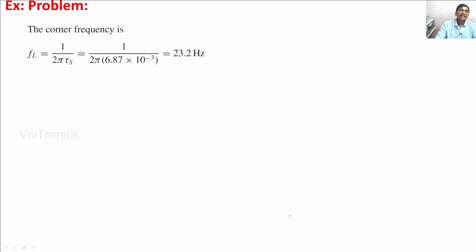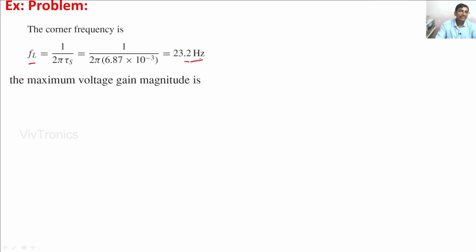Then we are going to calculate the corner frequency FL, which is equal to 1 by 2 pi tau s. Using the value of tau s we calculated, 6.87 into 10 power minus 3 seconds, the lower corner frequency FL will be equal to 23.2 hertz.